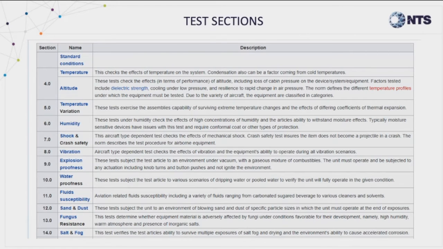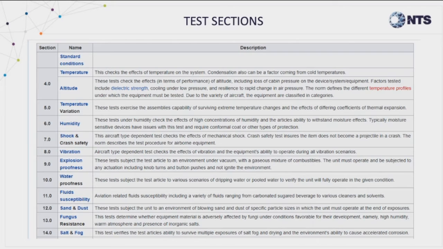Salt fog, kind of your beach environment. You've got this humid, salt, corrosive environment that over time does corrode a majority of items and parts. Is your system able to function over that time? It's kind of an accelerated corrosive test.